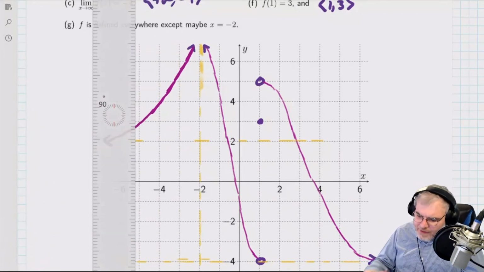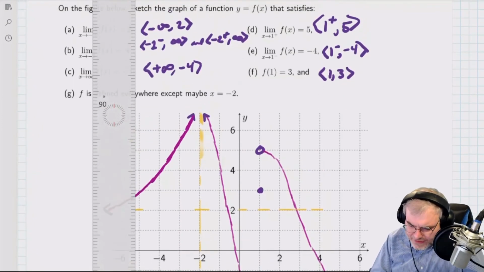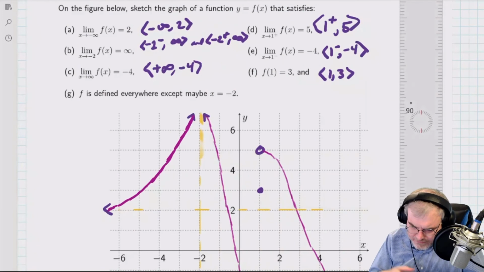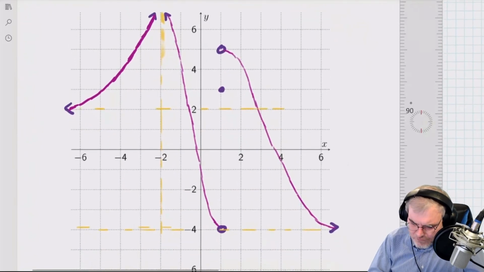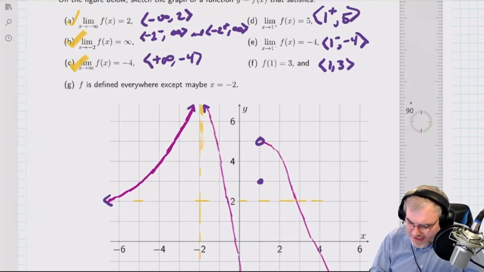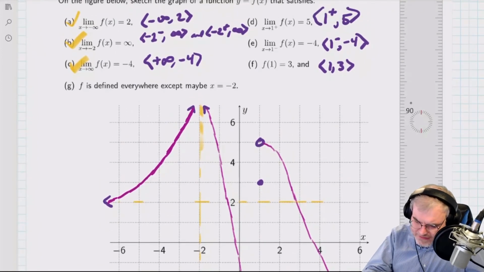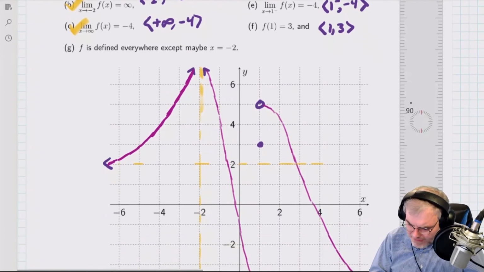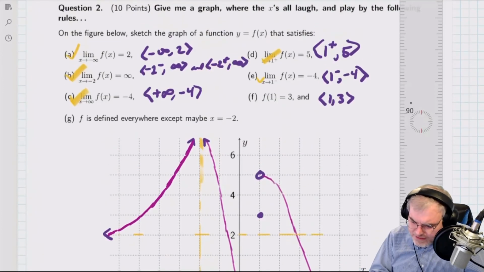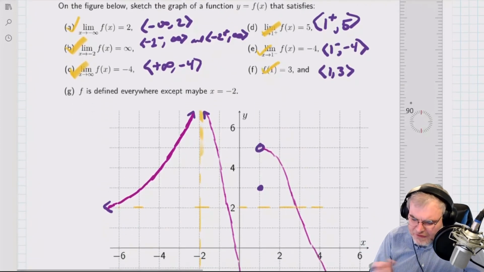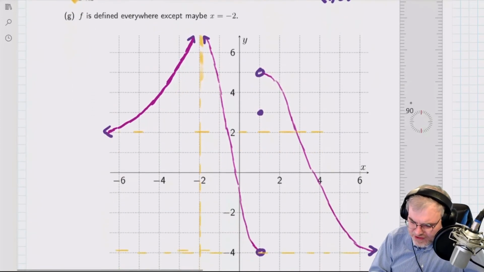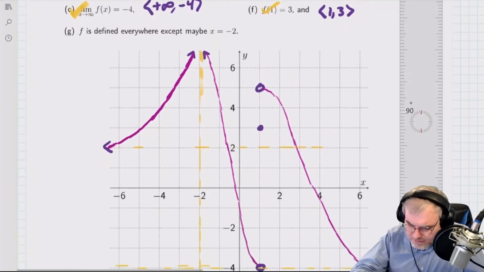All right. And then I'm going to go back and check my conditions. Is negative infinity 2 on this graph? Yes, it is. So check. Is negative 2 left infinity and negative 2 right infinity both on that graph? Yes. Is positive infinity negative 4 on that graph? Yes. Is it the case that as I go to 1 from the right, I go to 5 in the y? Yes. Is it the case that as I go to 1 from the left, I go to negative 4 in the y? Yes. Is it true that f of 1 equals 3? Yes. Is f defined everywhere except maybe x equals 2? Yes.